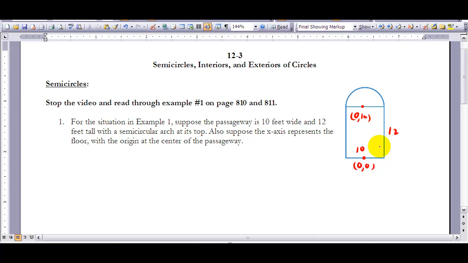At this point, if you haven't done so already, make sure you stop the video and read through example 1 on pages 810 and 811. It is very similar to what I'm going to talk about here, but that'll give you a bit of a base to work from as we go forward.